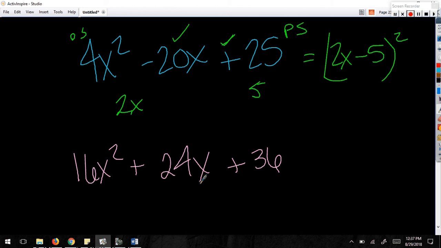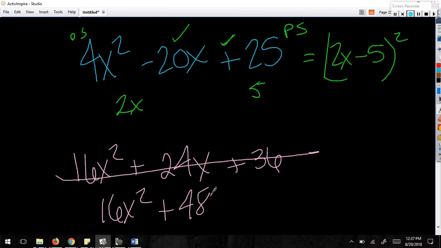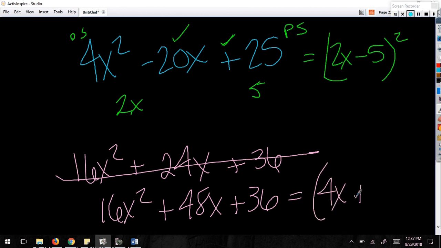If I change it, however, to 16x squared plus 48x plus 36, now it works, and it would factor as the square root of the first, sign, square root of the last. Oh, wow.